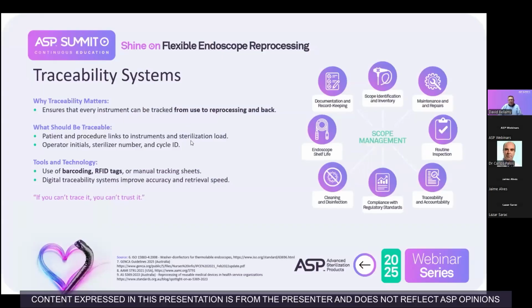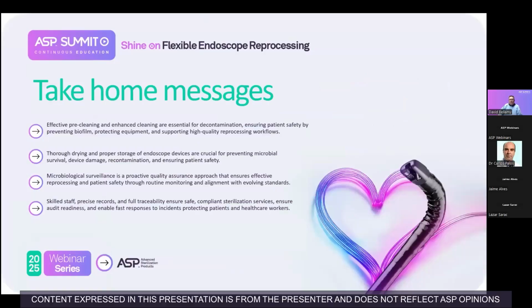By embedding traceability across the reprocessing journey, we meet not only compliance requirements, but clinical and ethical obligations. Sorry I rushed that last bit, but these are just some take-home messages that I thought were important and that kind of stick in my head.